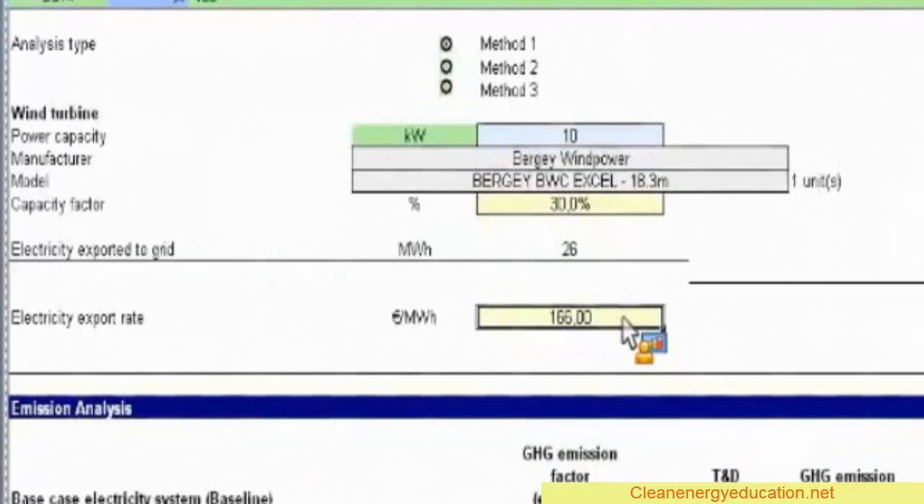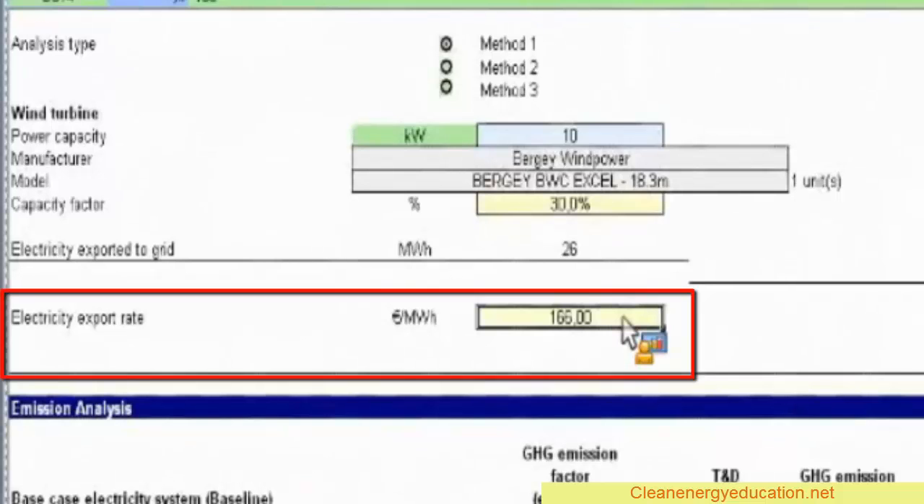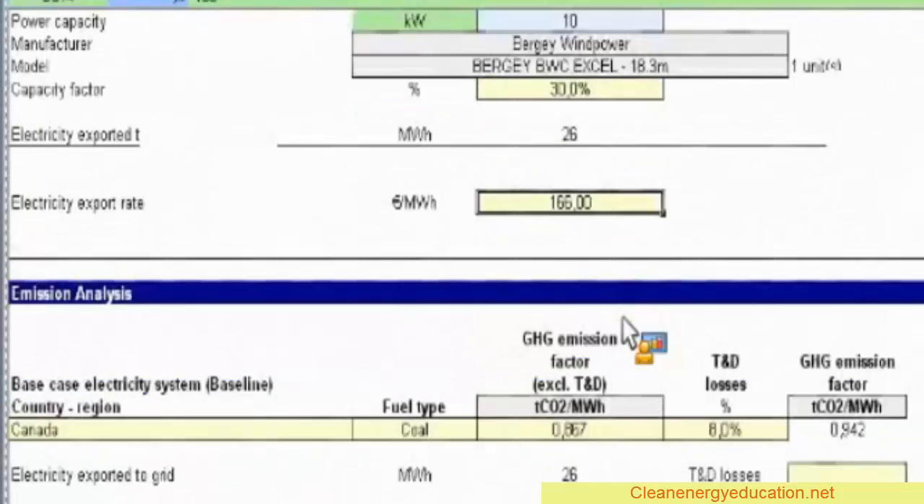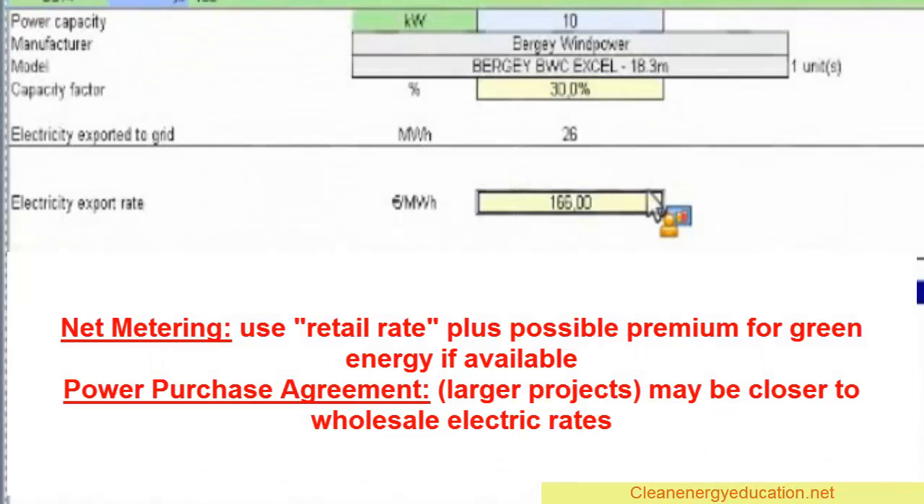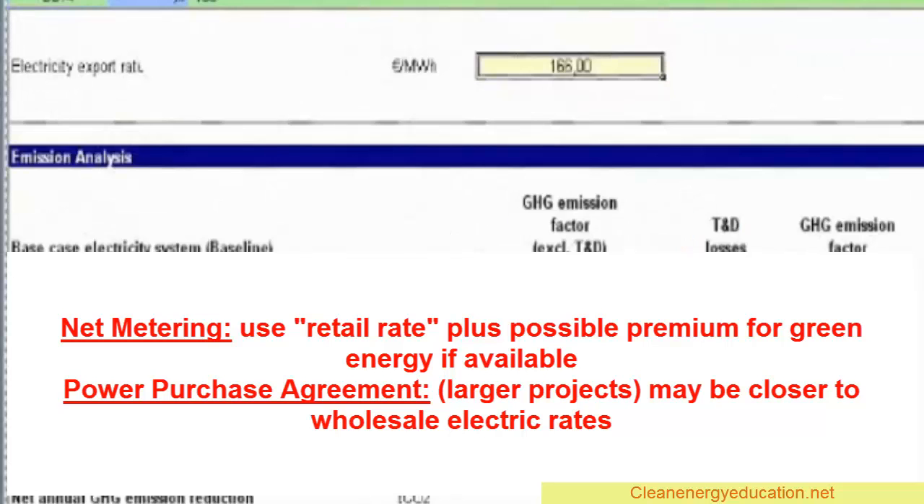So here we choose what's the electricity export rate. In this case, we have chosen the average electricity price for United Kingdom for domestic users. So this wind turbine will avoid the expense of electricity.